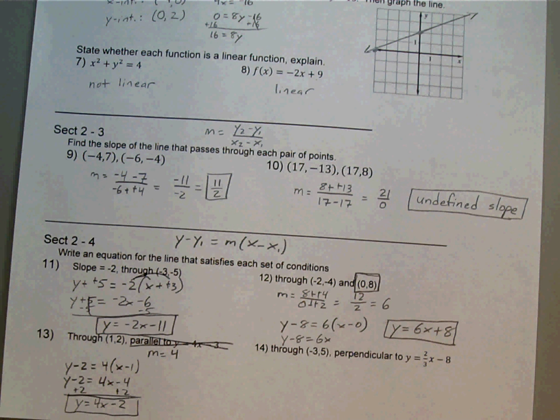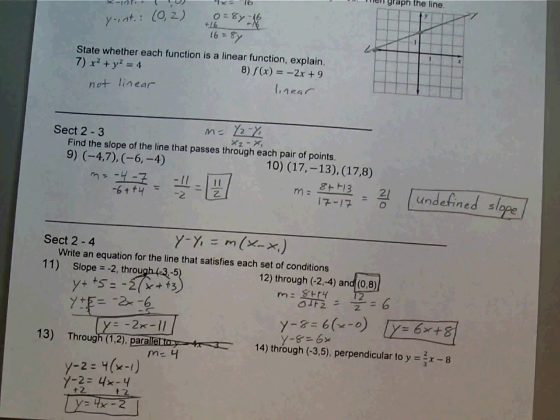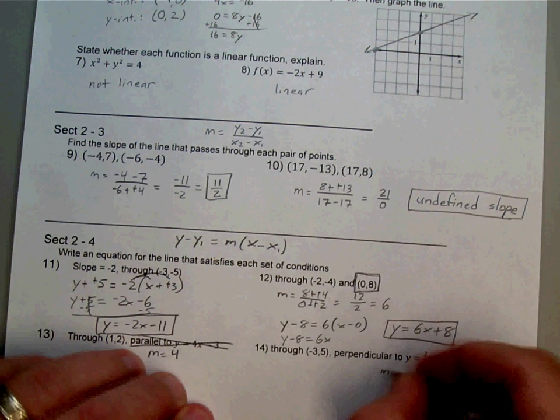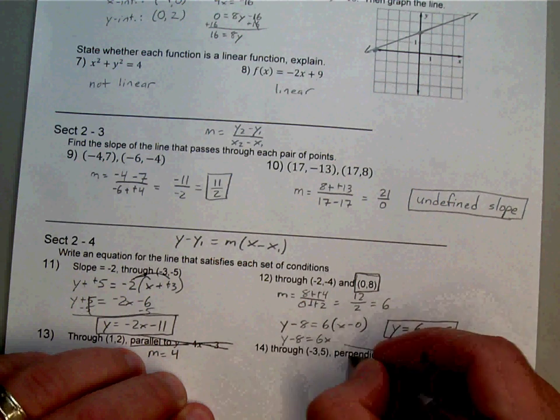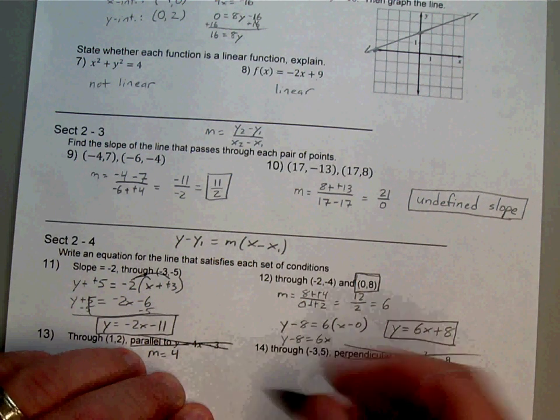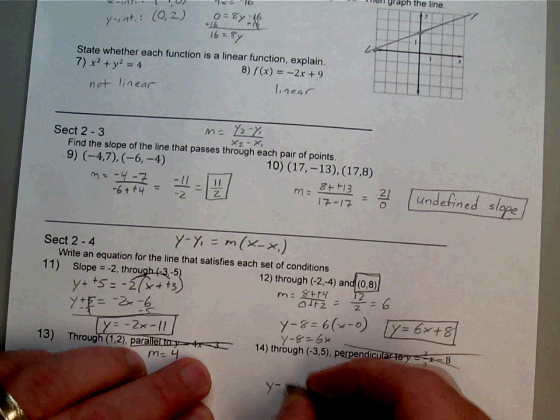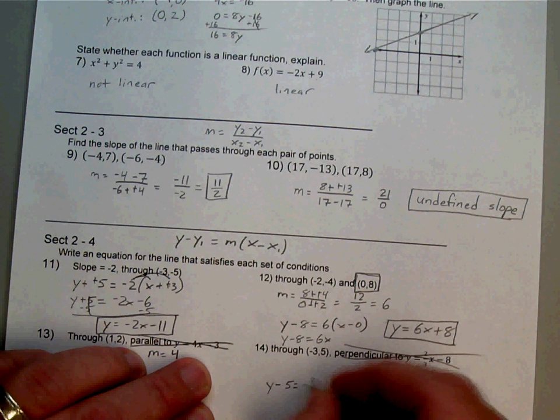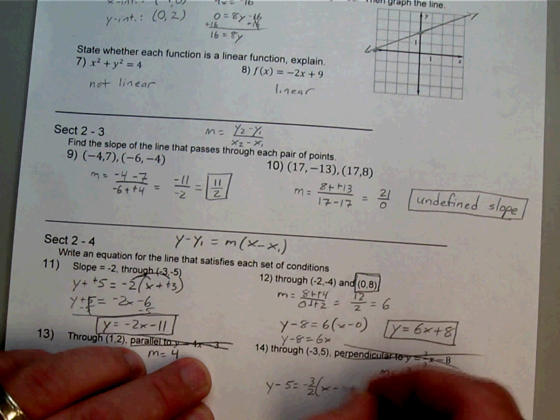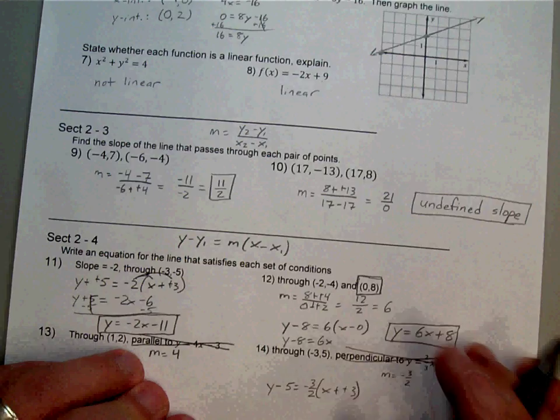Next, we have to be perpendicular. So if we're going to be perpendicular, we're going to do the opposite reciprocal slope. So the opposite reciprocal of 2/3 is negative 3/2. Sorry for the delay. So we're going to use negative 3/2 for our slope. So now we plug into point slope form. y minus 5 equals negative 3/2 times x minus negative 3. Double negatives becomes positive.